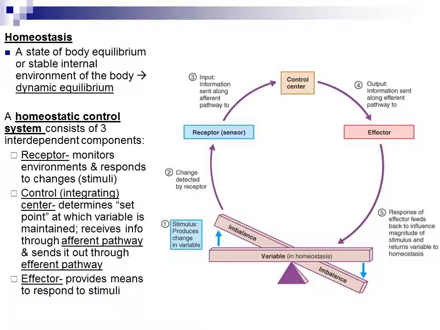The control center determines the set point, the ideal value at which we want the variable to be maintained. The control center will compare the incoming information from the receptor to the ideal set point and determines if an action needs to be taken. It will then send information out through the efferent pathway, efferent with an E, out to the effector. The effector has the ability to bring about the desired effect, the desired change, hopefully returning the variable to the desired ideal, returning the body to equilibrium, maintaining balance, restoring homeostasis.